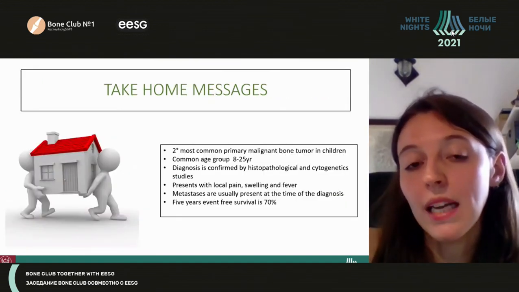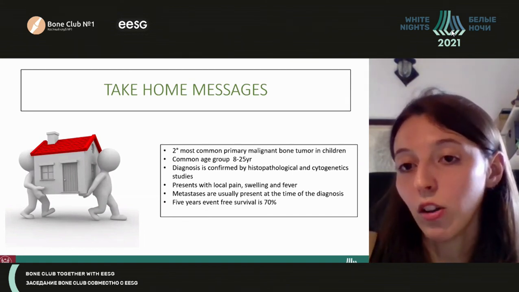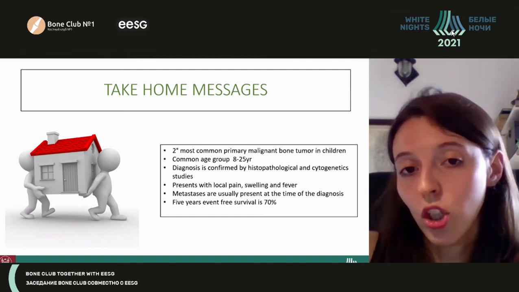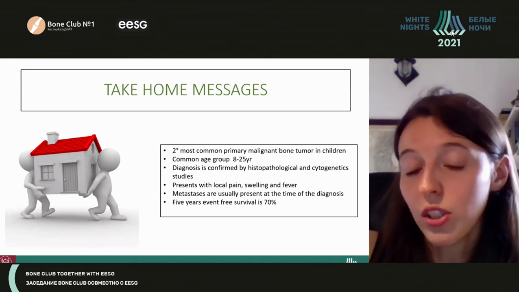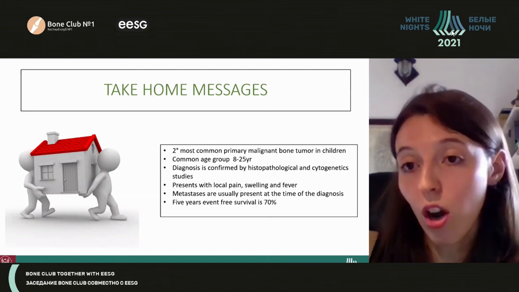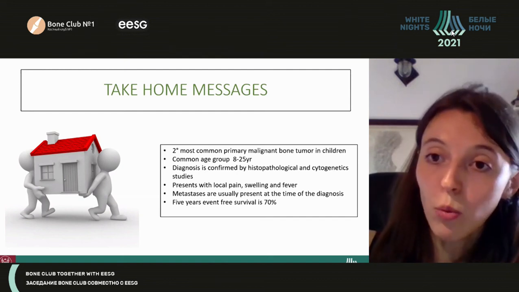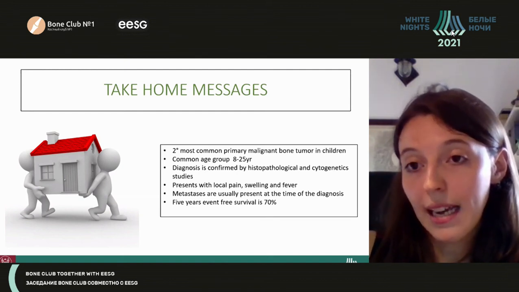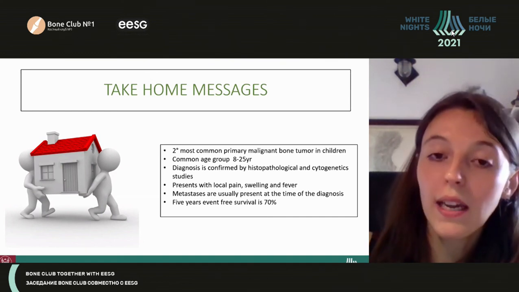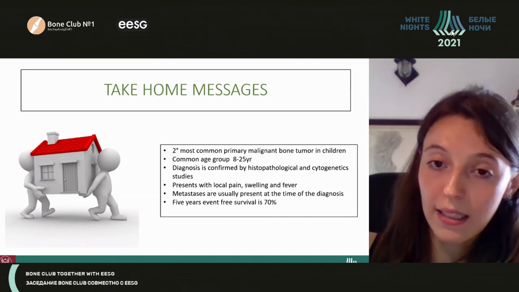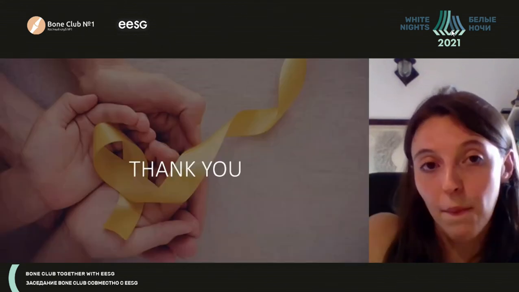So what are the take-home messages? Of course, it is the second most common primary malignant bone tumor that affects children, but it can also affect adults. The diagnosis is confirmed by histopathological and immunohistochemical analysis. Sometimes we can also use molecular analysis. Patients can present with signs and symptoms, and unfortunately metastases are usually present at the time of diagnosis.